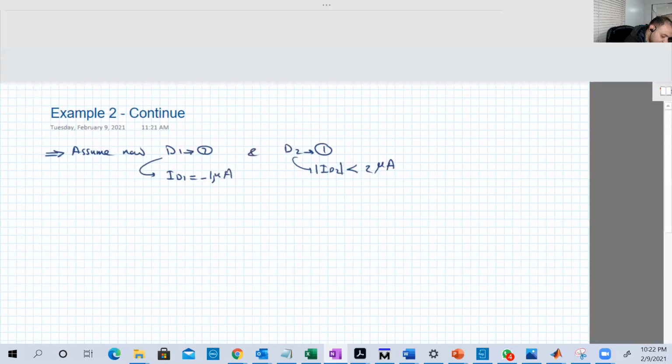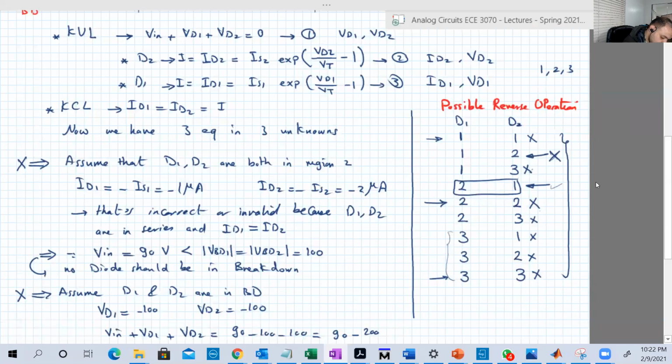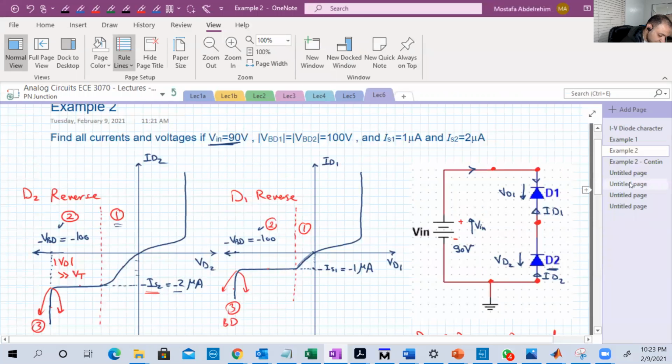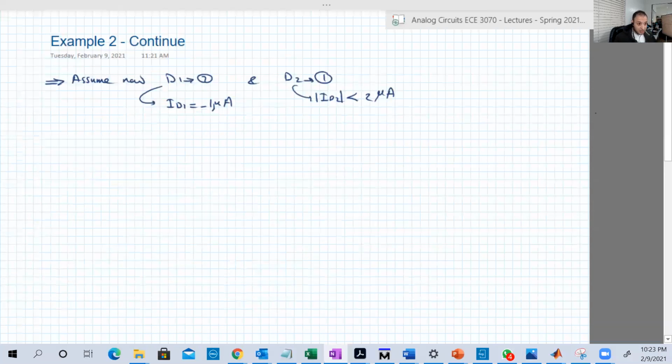Okay, let's go back here and show you. If D2 is in region 1 here, the maximum current is, as a magnitude, 2 microamperes. So it can be, for example, 1 micro, 1.5 micro, 1.4 micro, 0.9 micro, minus, of course, but it can't be greater than 2 microamperes. Good. So let's see here if we are violating this.